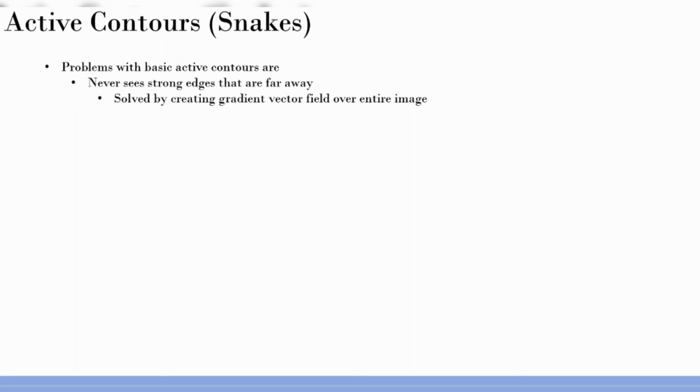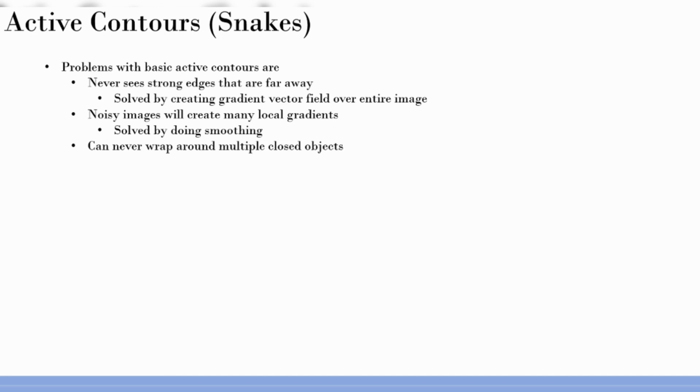Okay, so the other issue is that a lot of noise can be created, because the problem is local gradients. There is a gradient factor, right? We are talking about first order gradient in terms of the shape, second order gradient, and then of course intensity gradient as well. So a lot of gradients, and any noise in the image will screw you up. So obviously you have to smooth the image before starting. That's one important aspect. And then it can never wrap around multiple closed objects, right?